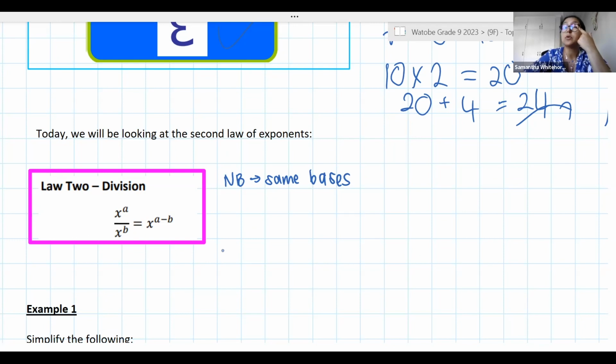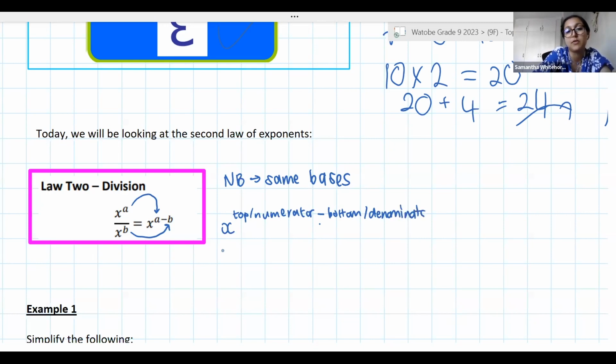Now, in the first example, I'm going to explain to you why that is the case. But essentially, as long as you remember that when you are dividing, you can subtract the top exponent. So that's very important. It's the top exponent minus the bottom exponent, we can get our answer. So I'm just going to put a little thing here. It is always the top or the numerator's exponent minus the bottom or the denominator's exponent. Right. If we don't do it in that order, we're also going to get a very weird answer.